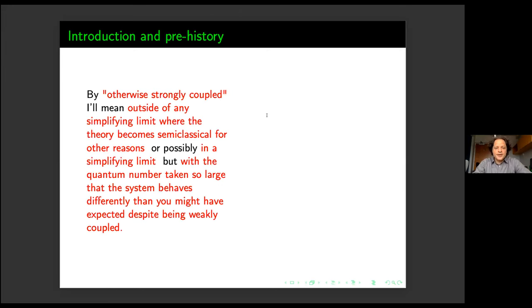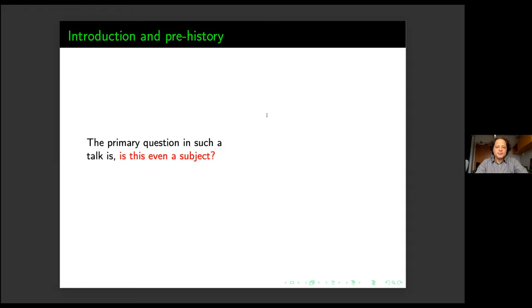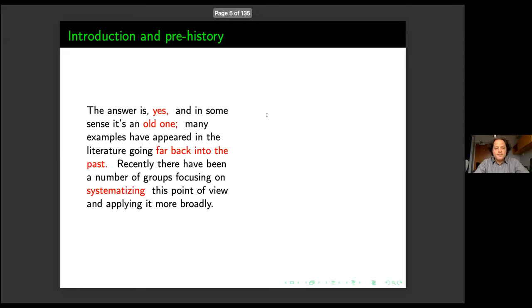And by otherwise strongly coupled, I mean outside of any simplifying limit where the theory becomes semi-classical for other reasons, or possibly in a simplifying limit where the quantum number is taken so large that the system behaves differently than you might have expected despite being weakly coupled. So large quantum number in particular can make naive perturbation expansions break down. So the primary question in such a talk is, is this even a subject? The answer is yes.